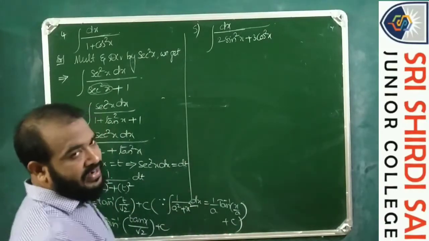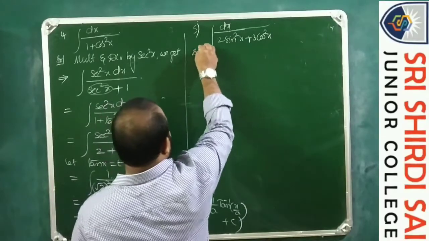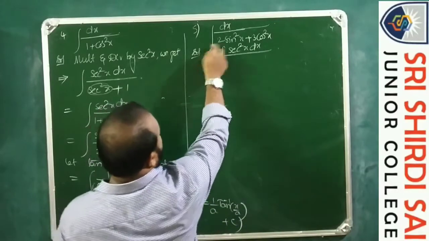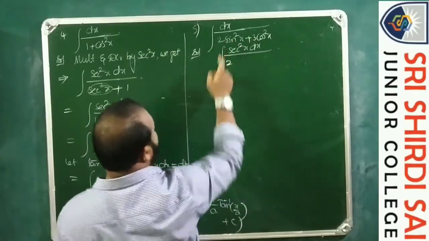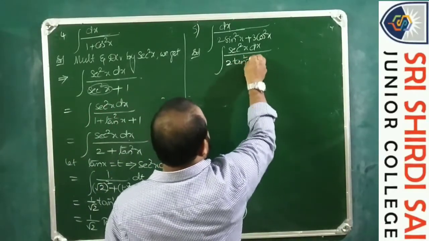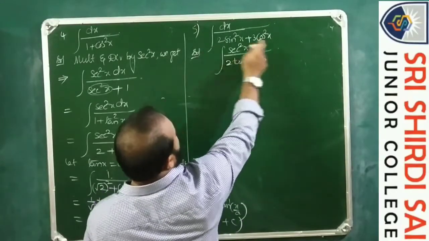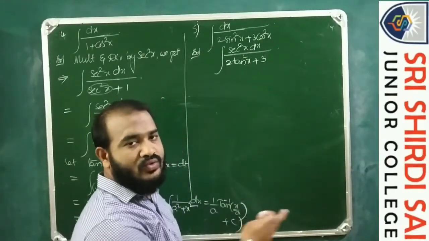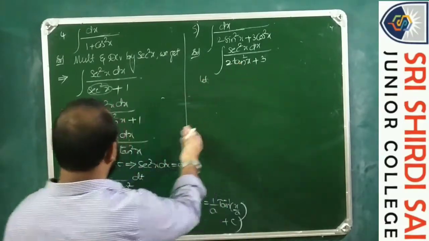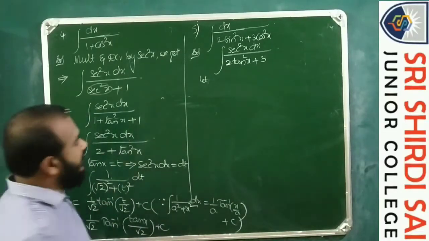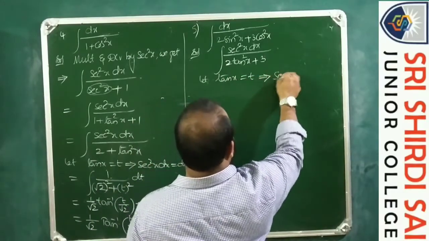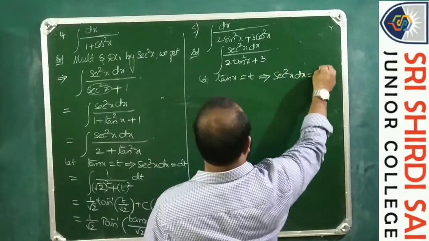So multiplying and dividing with secant square x, we'll get secant square x dx by secant square of this. So 2 into sin square x into secant square x is nothing but sin square x by cos square x, which is tan square x, plus 3 into secant square x into cos square x. Secant square x is 1 by cos square x into cos square x, so we will get 3. Let again what we have discussed before, tan x is equal to t, which implies secant square x dx is equal to dt.